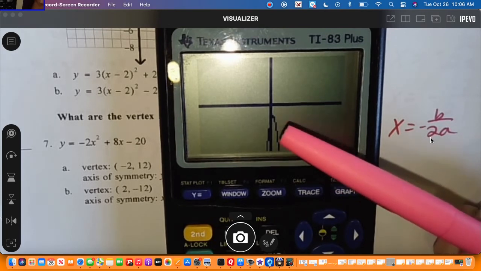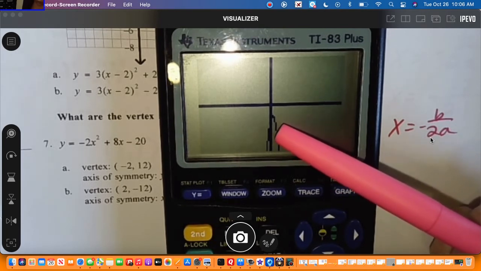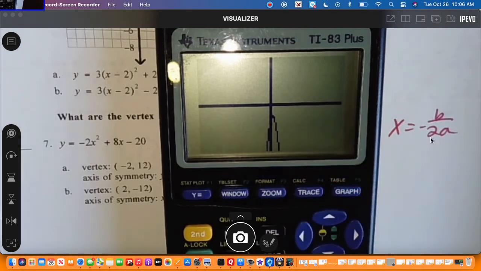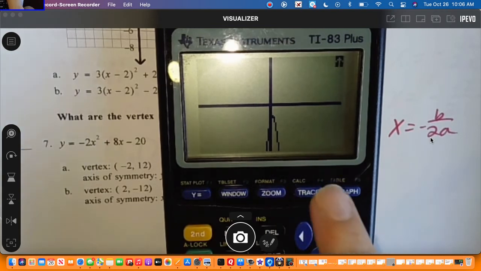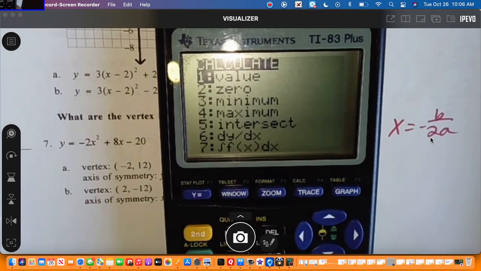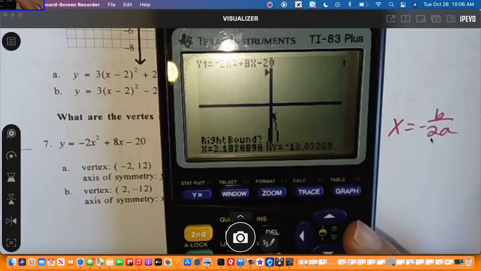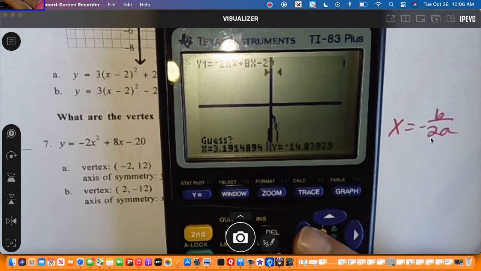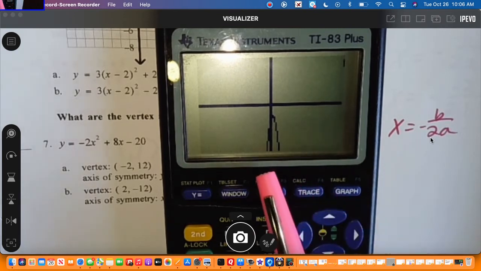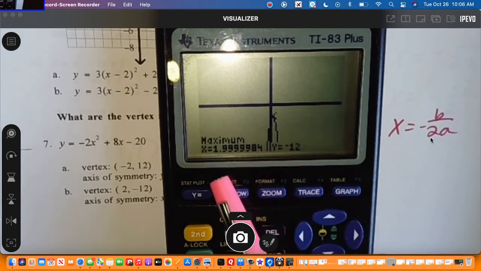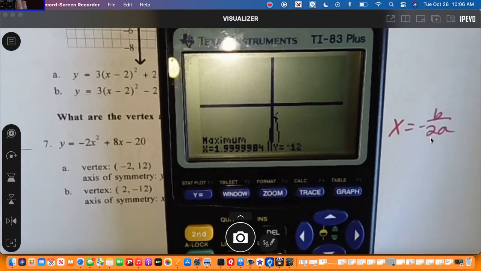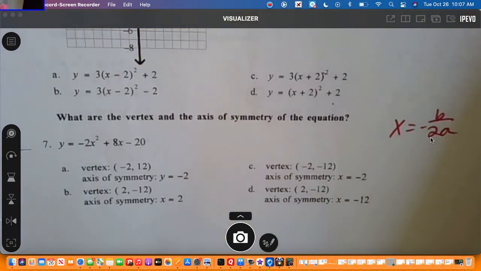Okay, so how do you find the vertex? Go to your second trace, then what? Was it a maximum or a minimum? It was a maximum. Then I go to the left, then to the right, then back to it. And what does it tell me that my vertex is? 2, negative 12. And that's your answer. 2, negative 12, and your x was 2.